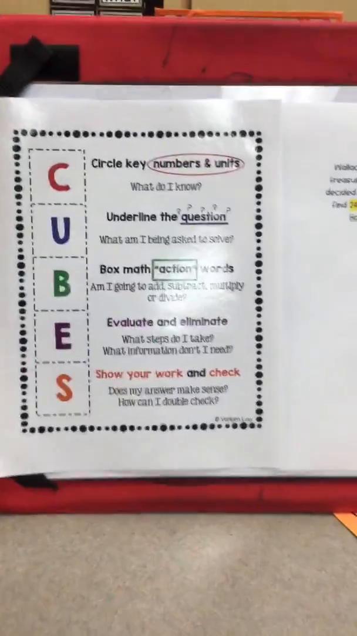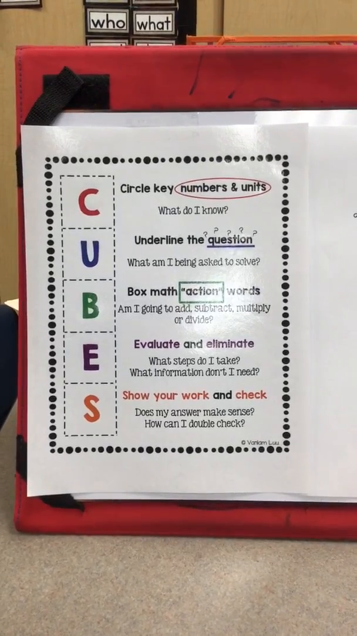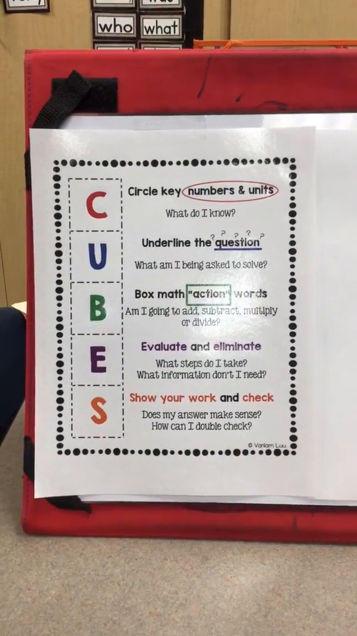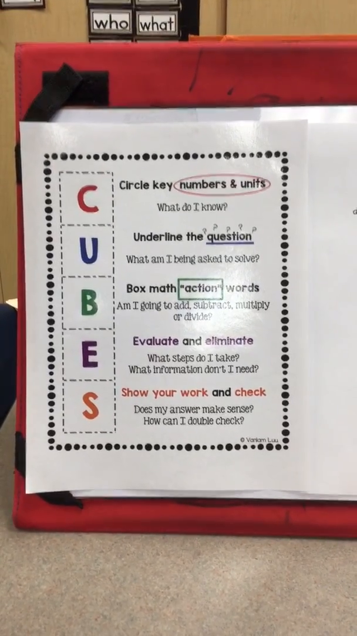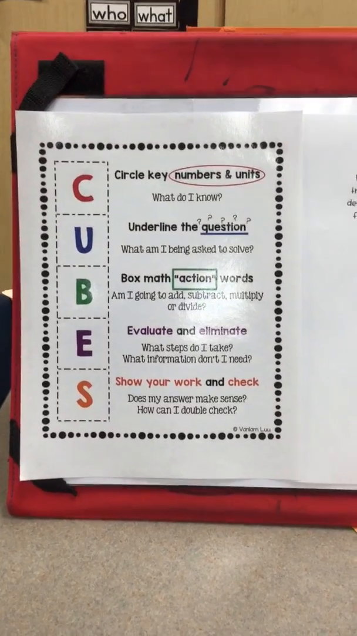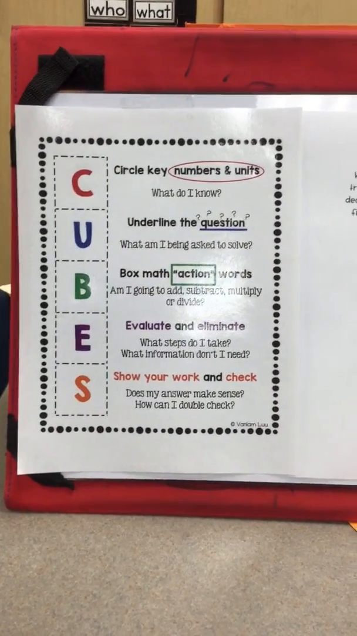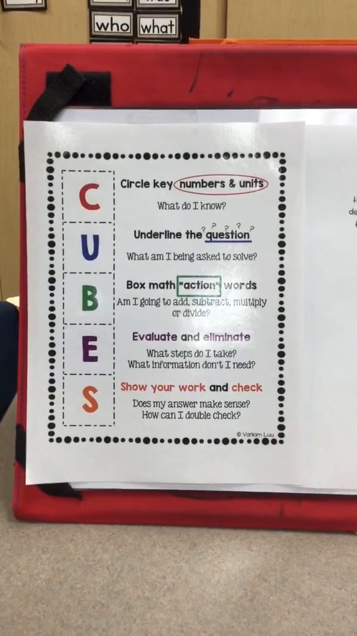So what the CUBES strategy stands for is that when we go through a word problem, we will need to circle key numbers. That will help the students ask: What do I know? Who is it about? What is it about? Then we will go to U, which stands for underlining the question. What am I being asked to solve? What do I really need to know?